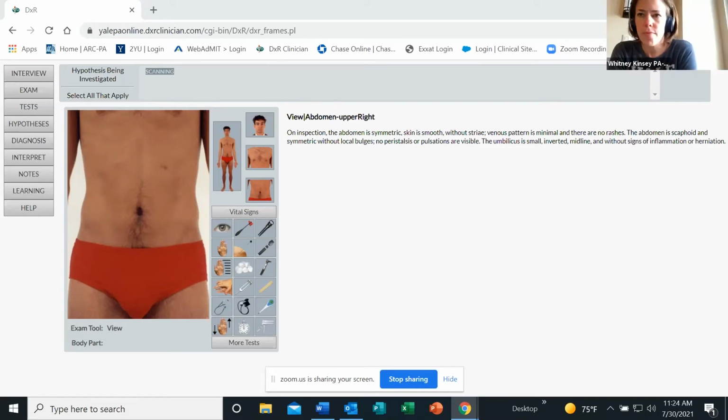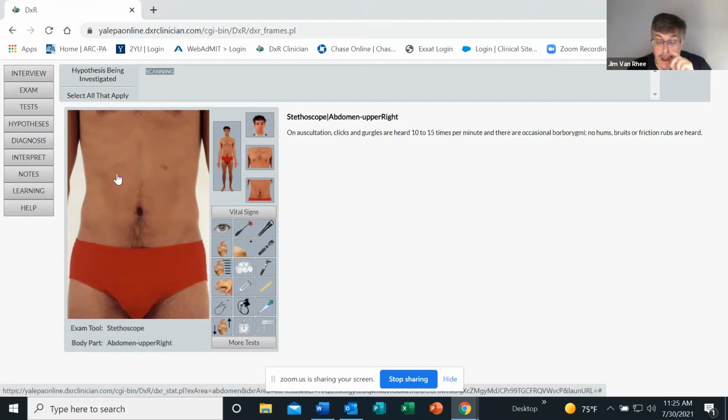Good. So you viewed the abdomen, now what? So now you would auscultate in all four quadrants, or percuss first. Yeah, I'd auscultate first and then percuss. Okay, so grab the stethoscope. We'll listen in the right upper quadrant. On auscultation, clicks and gurgles are heard 10 to 15 times per minute. Occasional, what's borborygmi? Like the sounds of the intestines. Oh, so my stomach grumbling? Hunger pains. Okay. No hums, bruits, or friction rubs are heard.